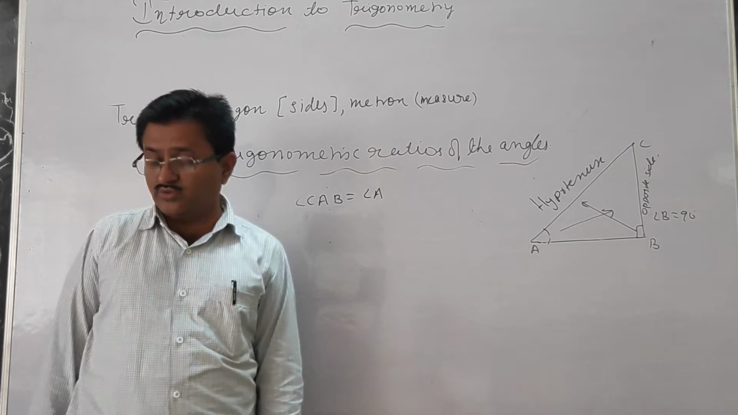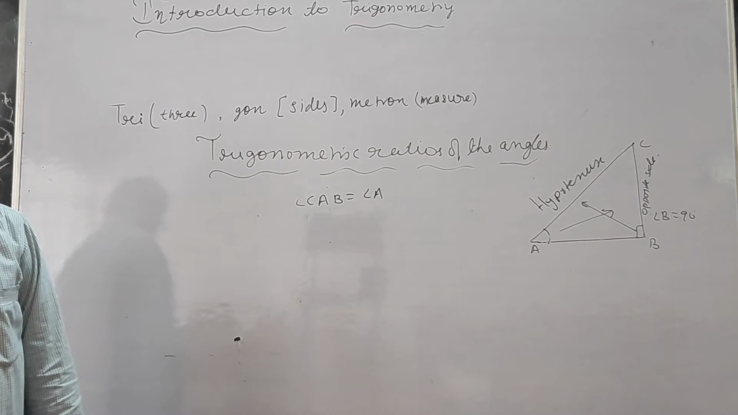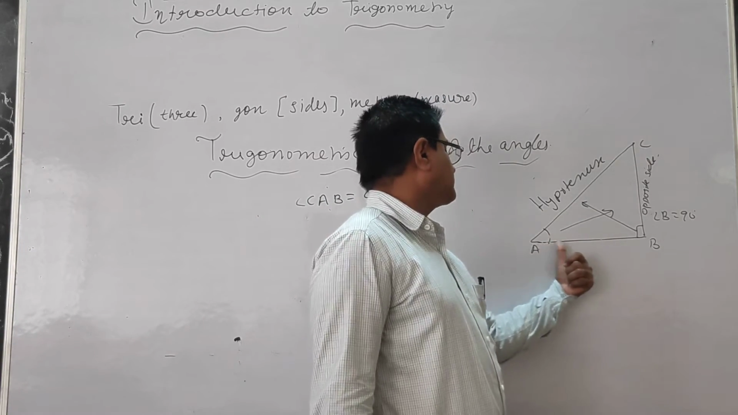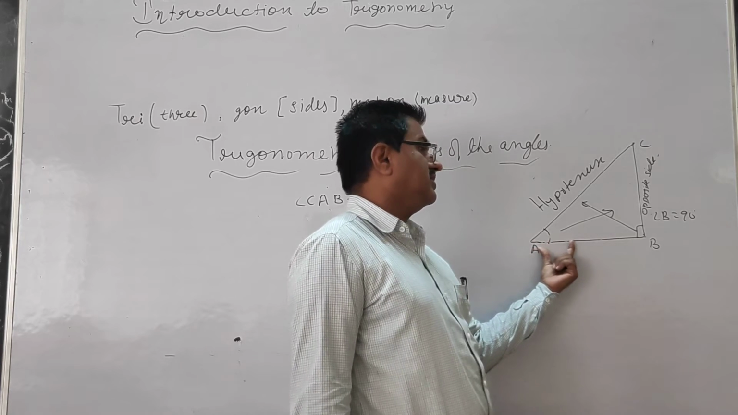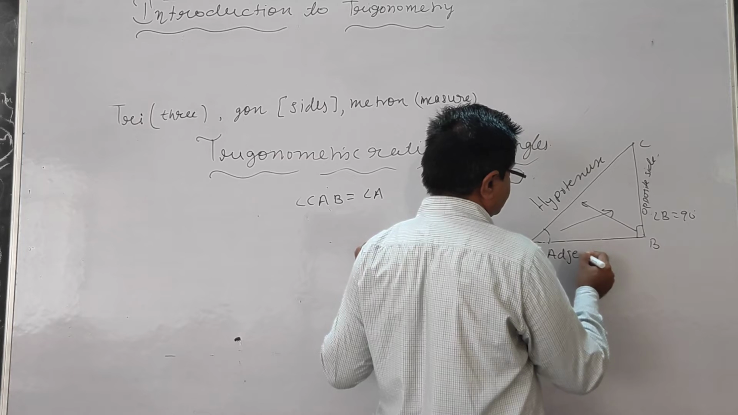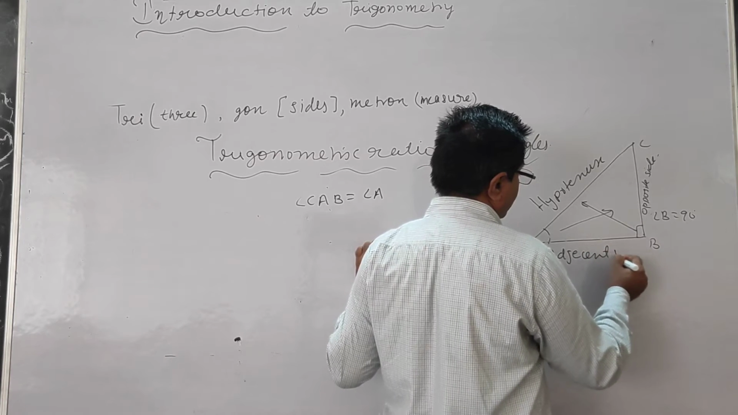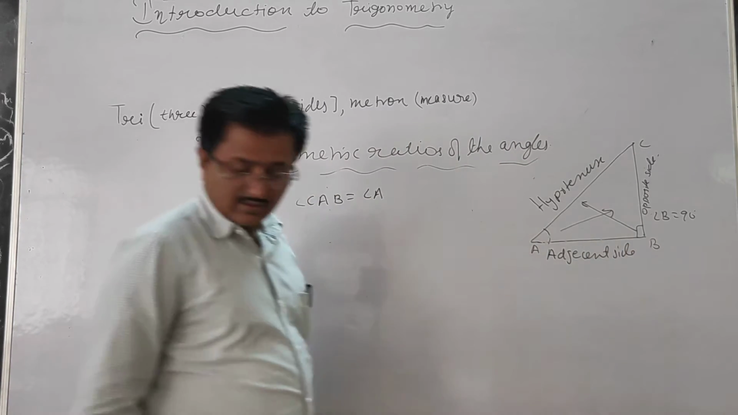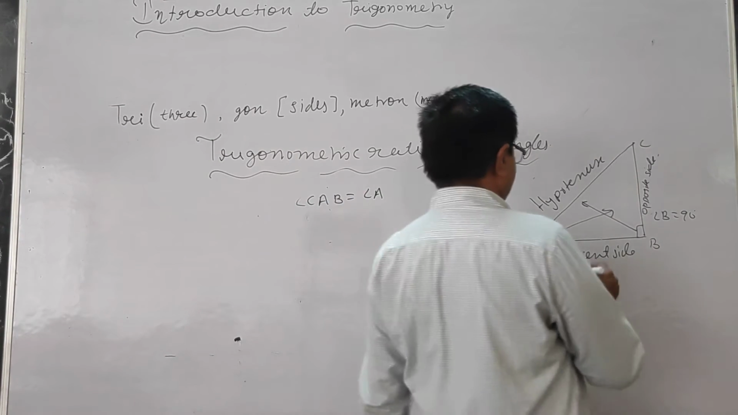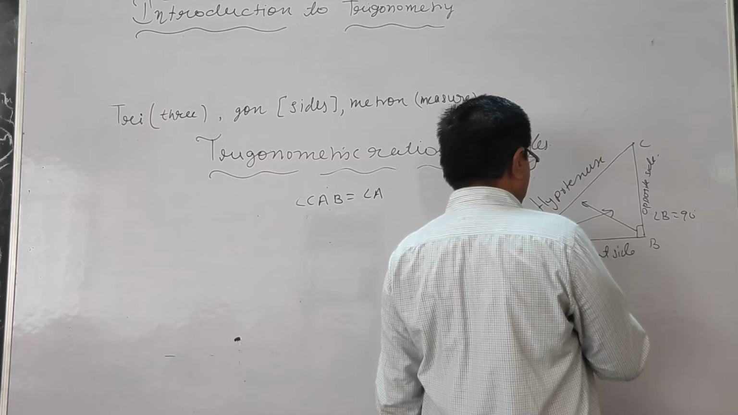The side opposite to the right angle in the triangle is also known as the hypotenuse. And the side which is adjacent to angle A, considering angle A, is known as the adjacent side. Clear? So we give these three names.